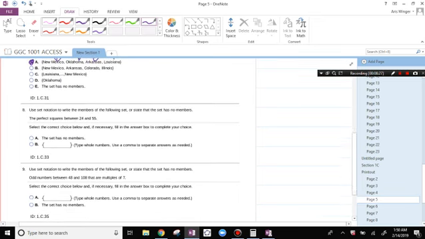Number 8. Use set notation to write the members of the following set, or state the set has no members. The perfect squares between 24 and 55.